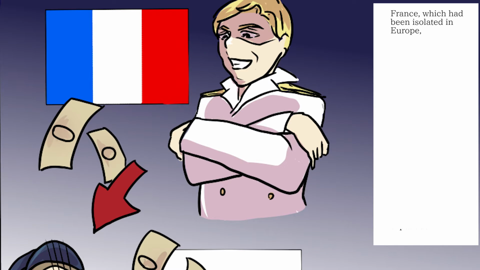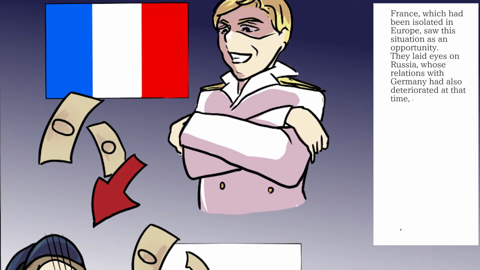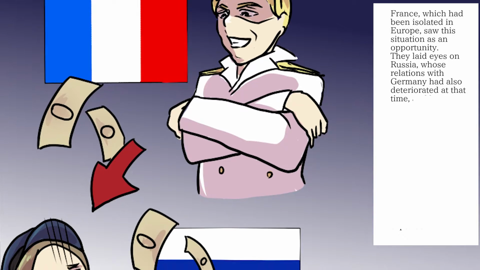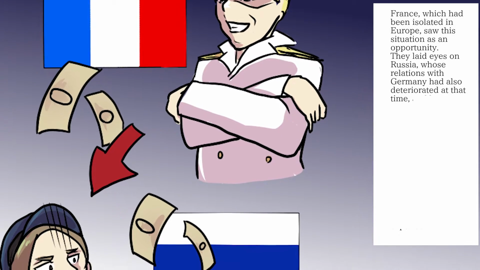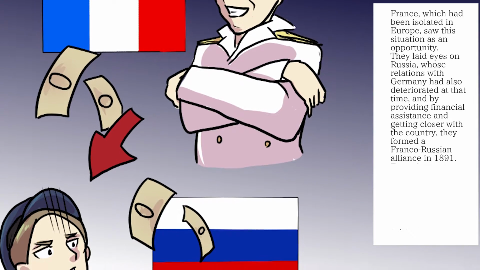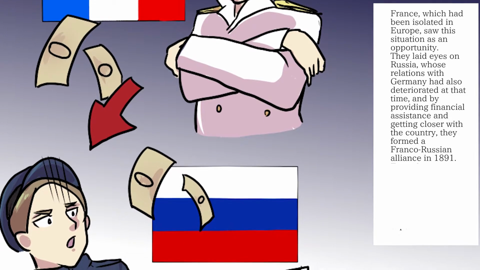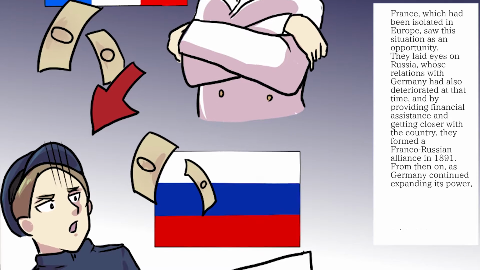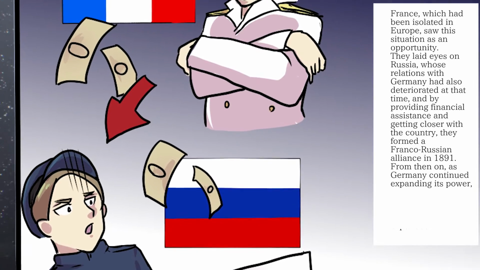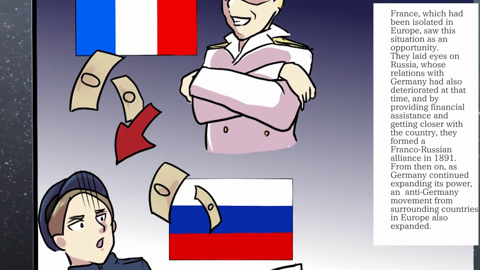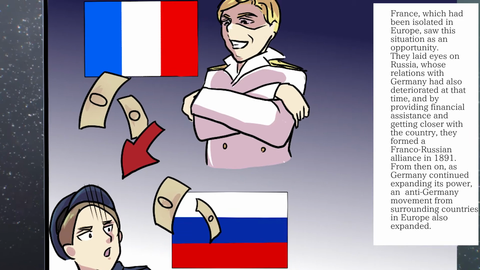France, which had been isolated from Europe, saw this situation as an opportunity. They laid eyes on Russia, whose relations with Germany had deteriorated at that time, and by providing financial assistance and getting closer with the country, formed a Franco-Russian alliance in 1891. From then on, as Germany continued expanding its power, an anti-Germany movement from surrounding countries in Europe also expanded.